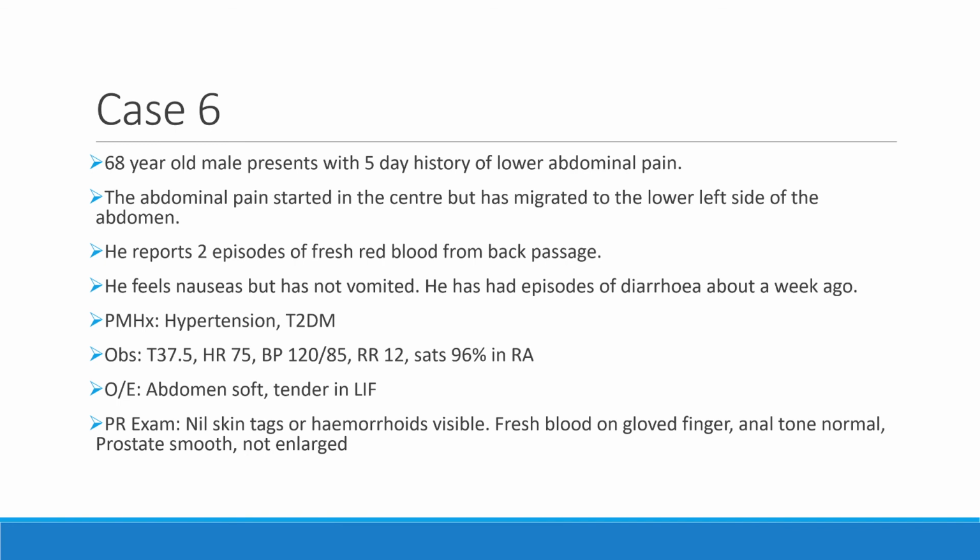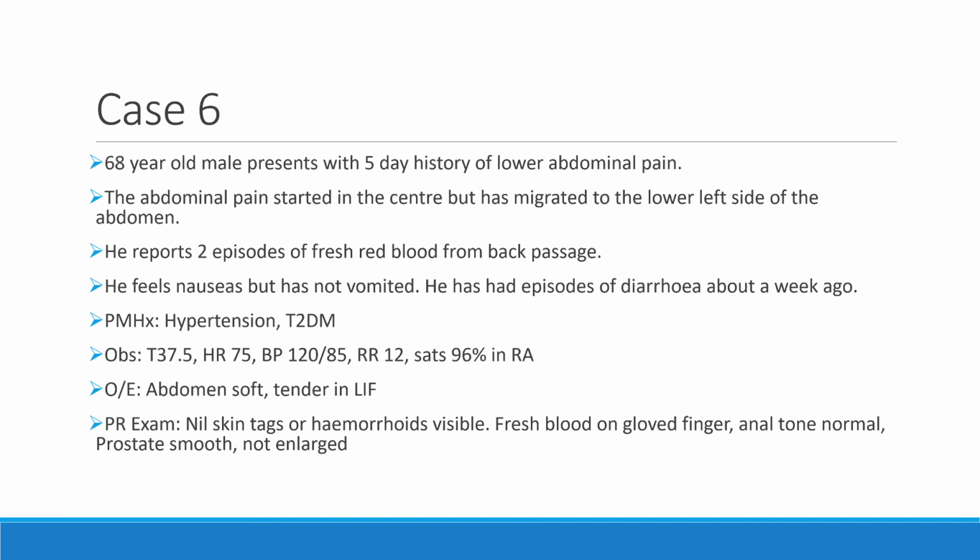Right. Next case, 68-year-old male presents with a 5-day history of lower abdominal pain. The pain started in the center but has moved to the left side of the abdomen. He reports 2 episodes of fresh PR bleeding. He also had nausea but no vomiting. Has had episodes of diarrhea about a week ago. Has a background of hypertension and type 2 diabetes.